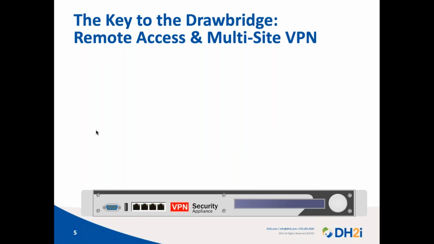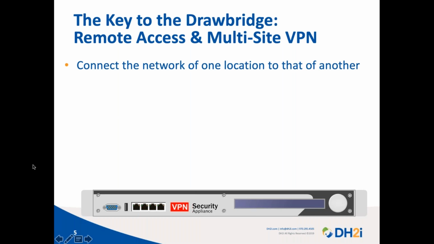So one of the enabling technologies of the castle and moat approach is this idea of a VPN. Since all of the users and sites are not always necessarily on the same company network, a VPN is required to let people over the moat or into the castle. Very simply, the VPN technology connects the network of one site or user to that of another.